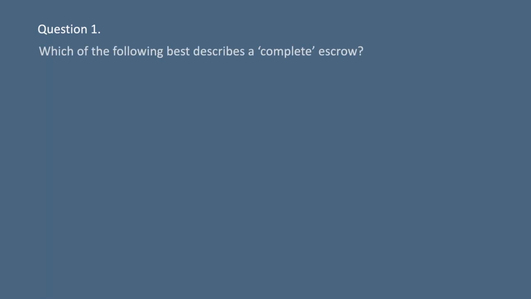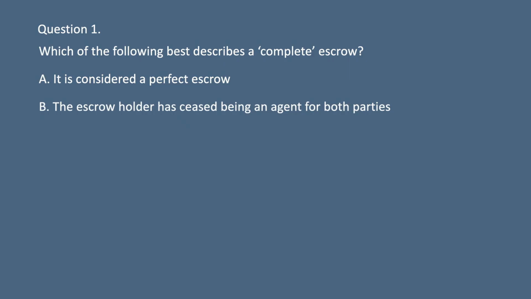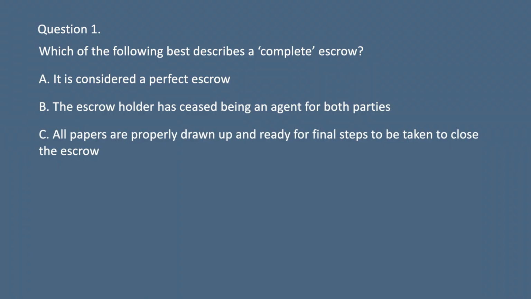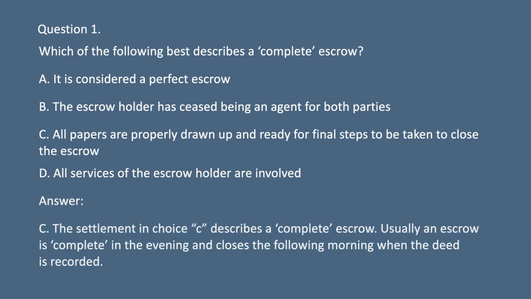Question 1. Which of the following best describes a complete escrow? A. It is considered a perfect escrow. B. The escrow holder has ceased being an agent for both parties. C. All papers are properly drawn up and ready for final steps to be taken to close the escrow. D. All services of the escrow holder are involved. Answer: C. The settlement in choice C describes a complete escrow. Usually an escrow is complete in the evening and closes the following morning when the deed is recorded.